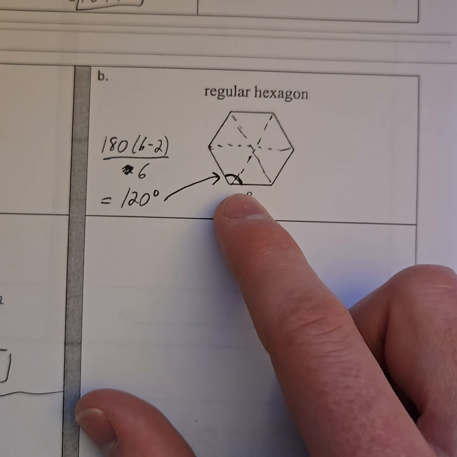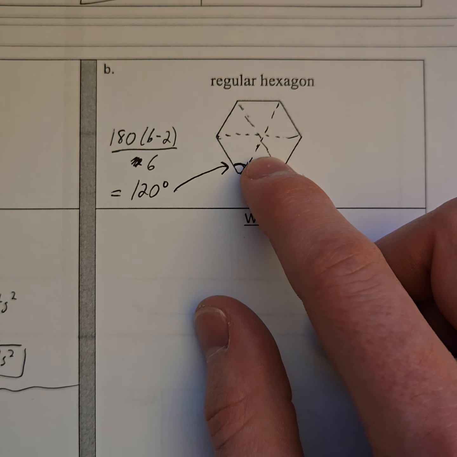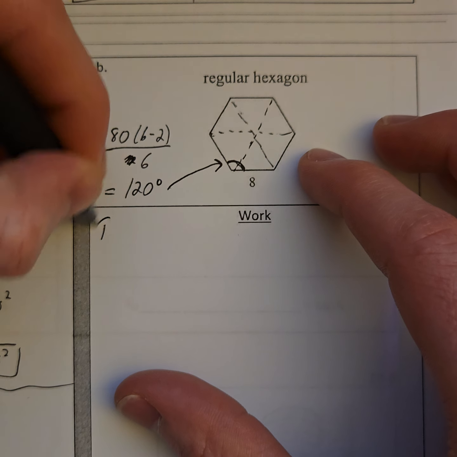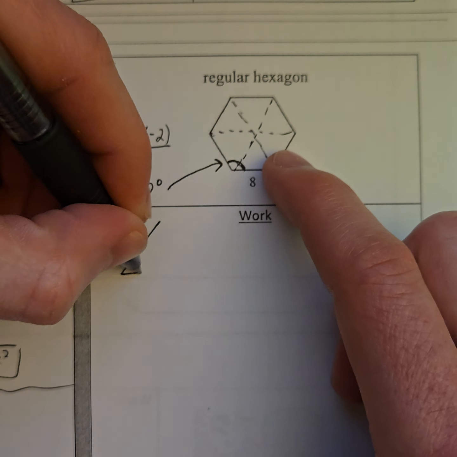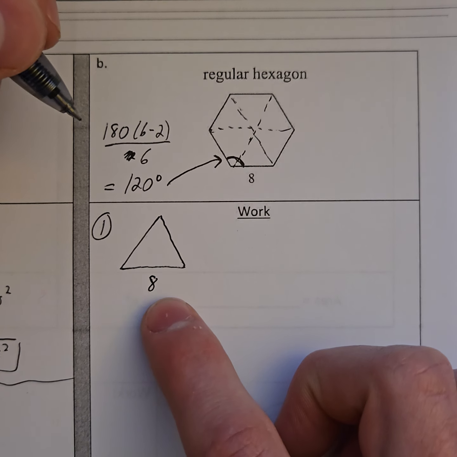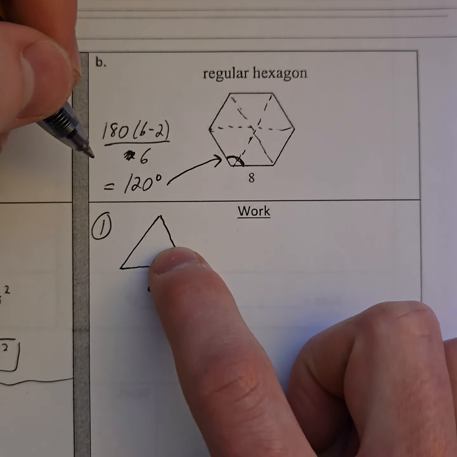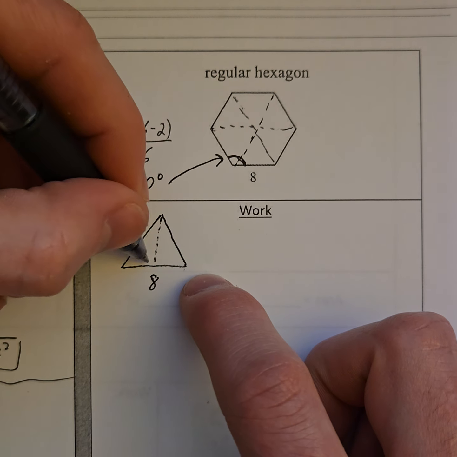Now why does that help us? Well, we need to find the area of one of these triangles. That's going to be our first method here. Forgot to say that. So we have a triangle with a base of 8, but we don't know the height. So we need to work on finding this height of this triangle.